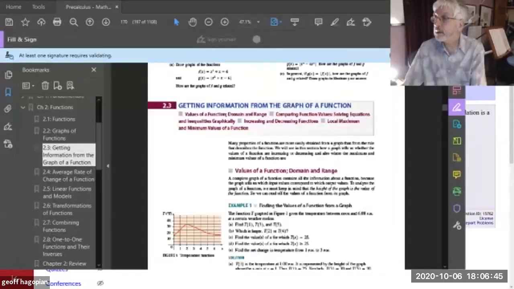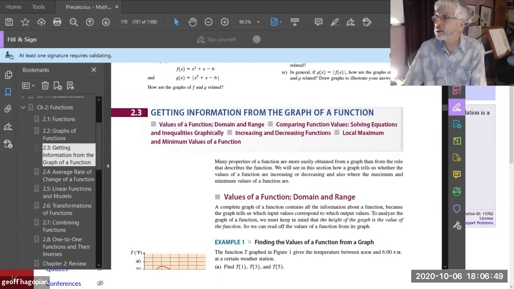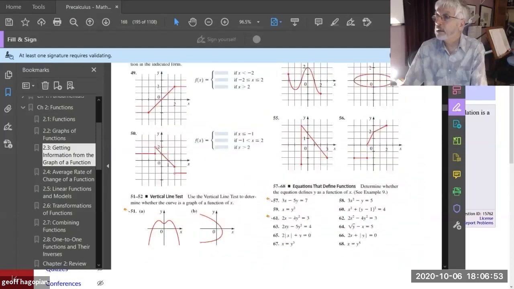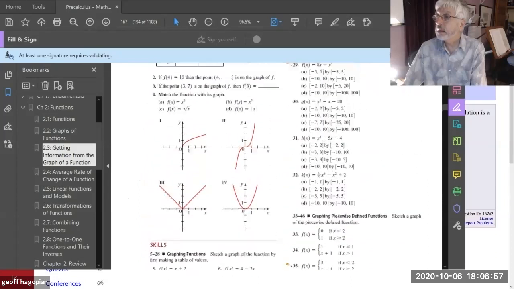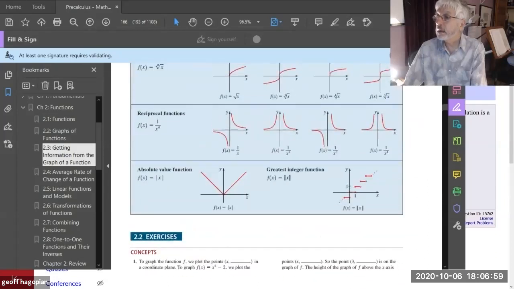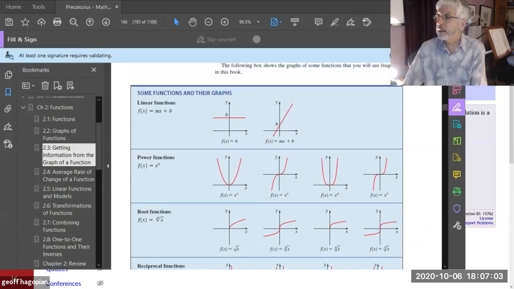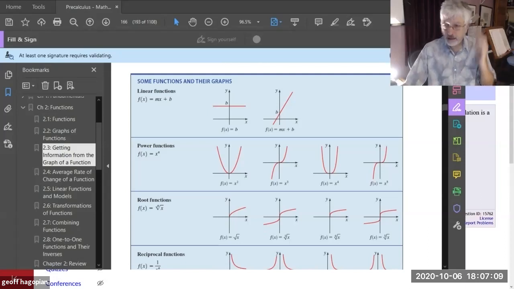And so, getting information from the graph of a function. We talked about the graph of a function over here. Should we look at some graphs? Yeah. So, right, here you have what I sometimes refer to as the menagerie, which is, what is a menagerie?